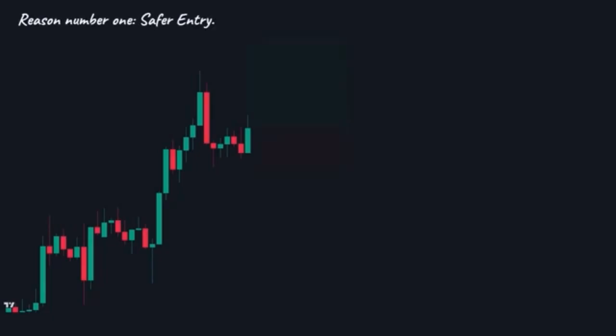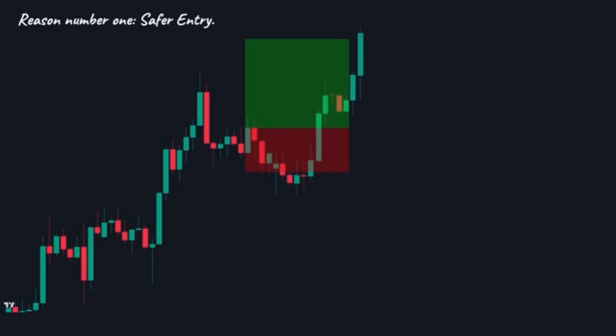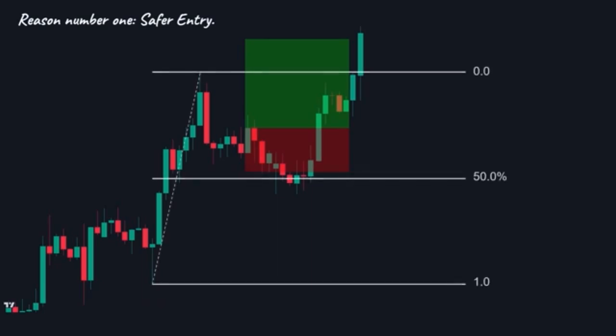Reason number 1: safer entry. The market loves to take out early buyers and use them as liquidity for future movements. So, waiting for the price to enter the discounted zone and then looking for signals to go long will instantly increase our win rate. Of course, every strategy has its downsides. In this case, we might miss some trades due to conservative trading, but a missed trade is always better than a losing one.